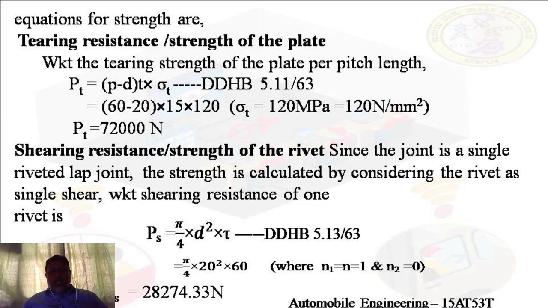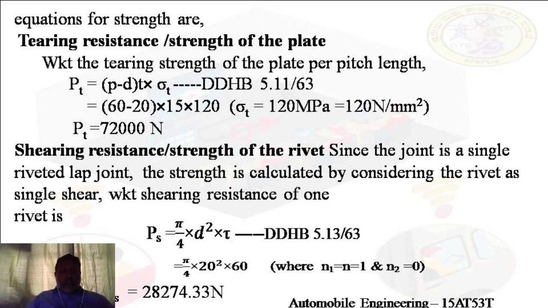That is equation number 5.13, and the page number is 63, where n is 1. So we have just not mentioned that one. Okay. Coming to the next, we have the values.